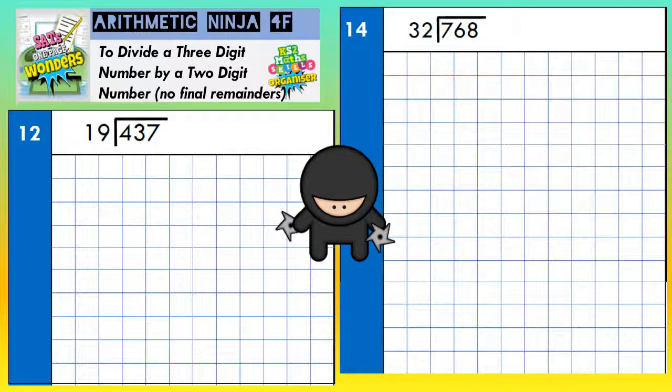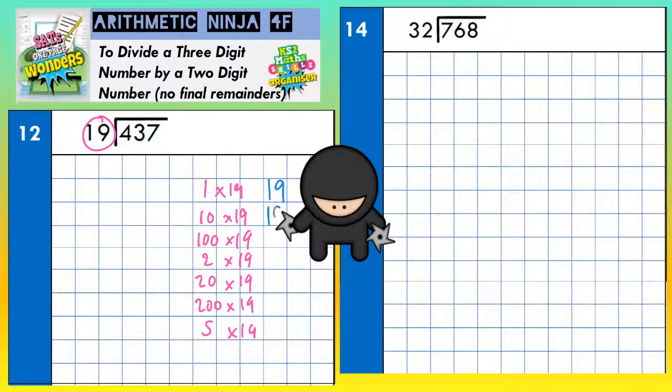Moving on to question 12, we're dealing this time with chunks of 19. Again, we need the same chunks. So we need 1 lot, 10 lots, 100 lots, 2 lots, 20 lots, 200 lots, and 5 lots. All of those obviously are of 19, chunks of 19. But we need to work these out. So 1 lot of 19 is going to be 19. 10 19s is 190. 100 19s is 1,900. 2 19s is 38. 20 19s is 38, but 10 times bigger than that, so that's 380. 200 19s is 10 times bigger again, so 3,800.